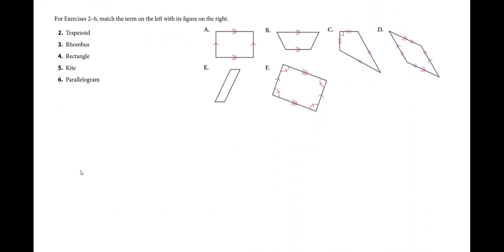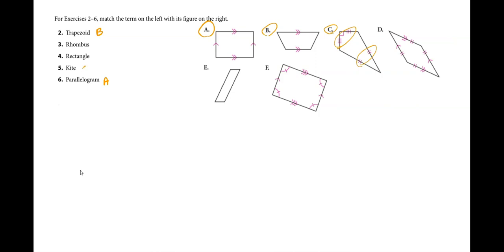Okay, so this one says match the term on the left with this figure. Well, let's just go by the picture. So this one is a parallelogram. So let's put that here. That's A. Okay, B is a trapezoid. So we got B. Okay, we can see by the one pair of parallel sides. So C has two pairs of consecutive, and they're different, right? The 2 marks and the 2 marks and the 3 and the 3. So that's a kite with a consecutive congruent side.